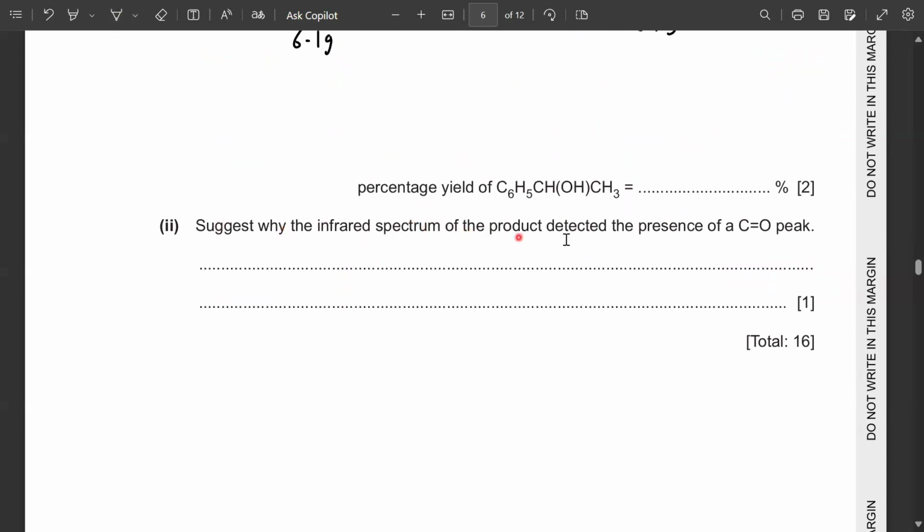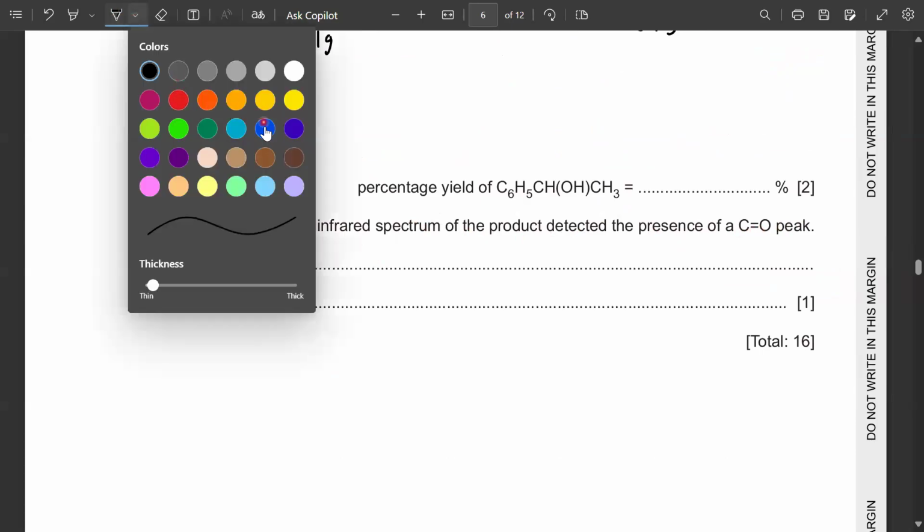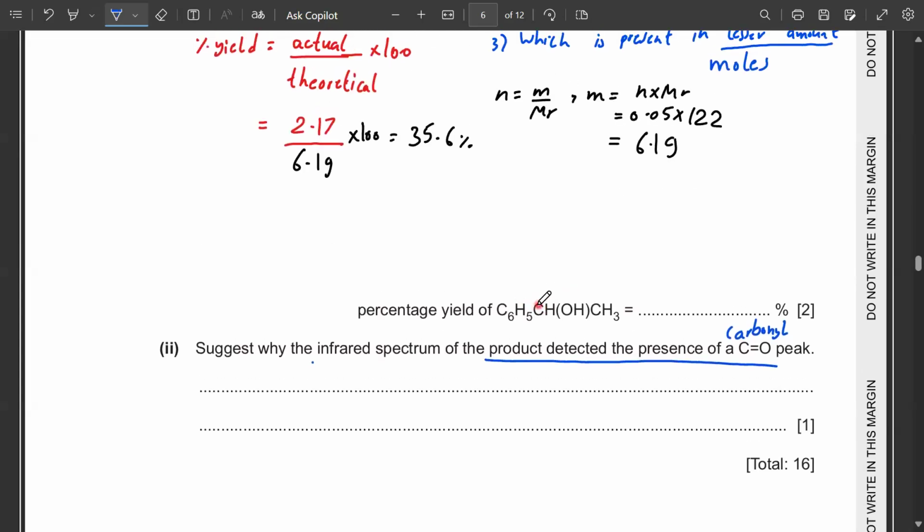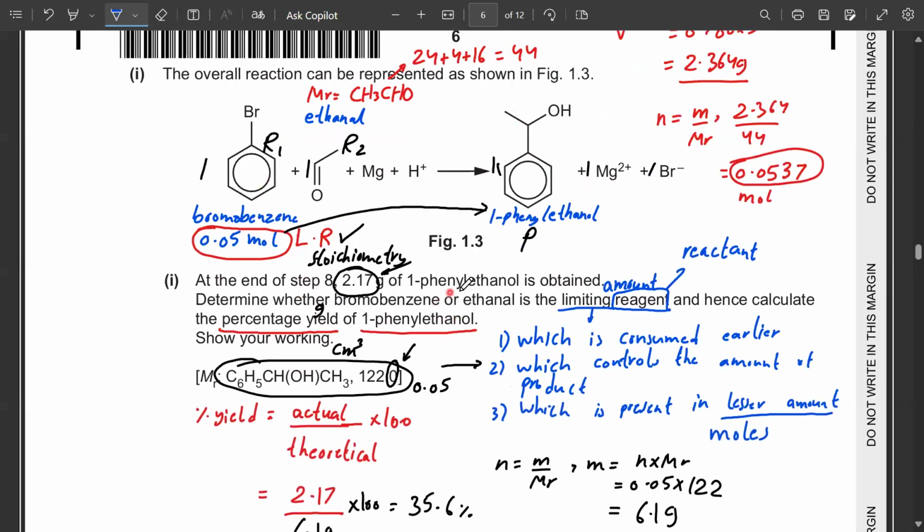Now the part two. Suggest why the infrared spectrum of the product detected the presence of a C double bonded O peak. This is carbonyl. Why was the carbonyl peak detected in the product? Although the product is 1-phenylethanol, this is the structure of the 1-phenylethanol.